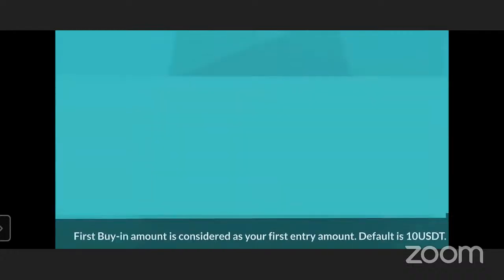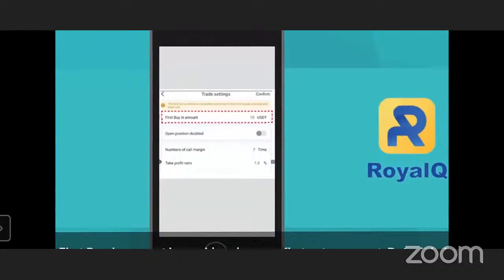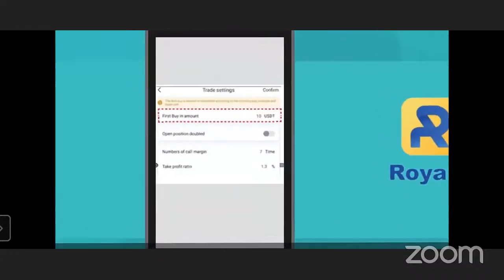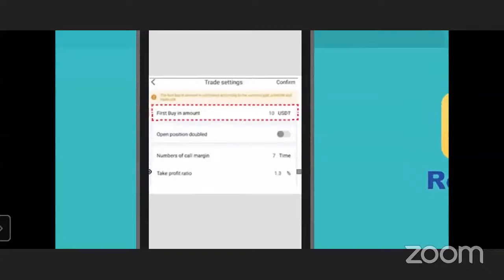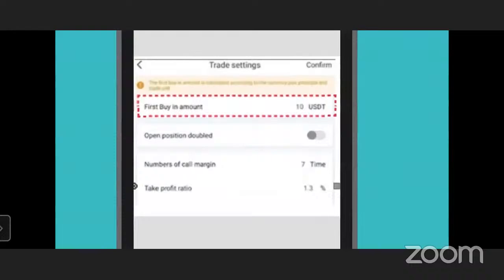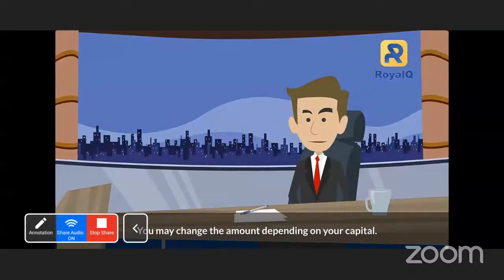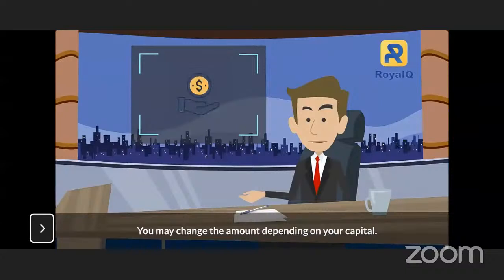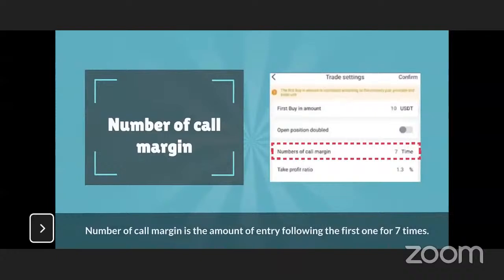This is the trade setting you can find in Royalq. First buy-in amount is considered as your first entry amount. Default is 10 USDT. You may change the amount depending on your capital. Number of call margin is the amount of entry following the first one for 7 times. Take profit ratio is the percentage of profit that will be taken to trigger earnings callback.